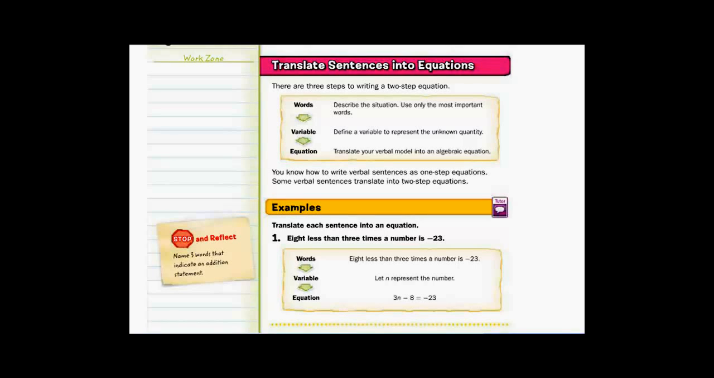Chapter 2, Lesson 3, is all about writing your own two-step equations. So in the previous lesson, we talked about solving them. Now it's going to give you some word problems or a sentence, and you have to translate that into an equation and then solve it.